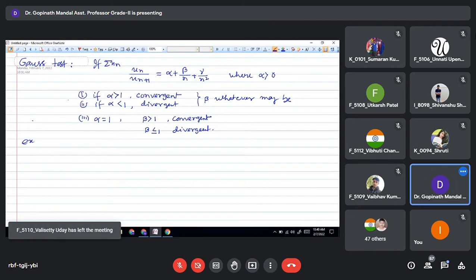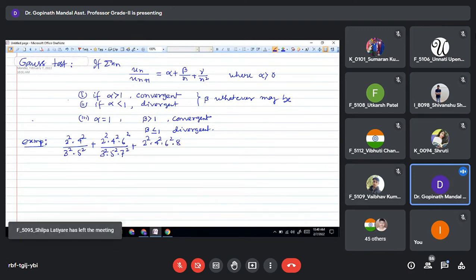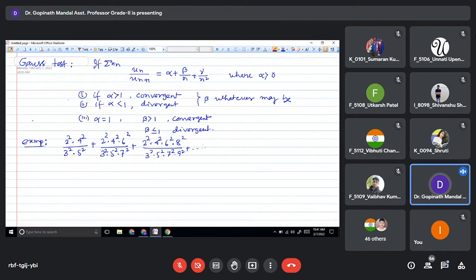Example. Test the convergence of the series 2 square into 4 square by 3 square into 5 square, plus 2 square into 4 square into 6 square by 3 square into 5 square into 7 square, plus 2 square into 4 square into 6 square into 8 square by 3 square into 5 square, and so on. This series. Okay. So first we calculate un.